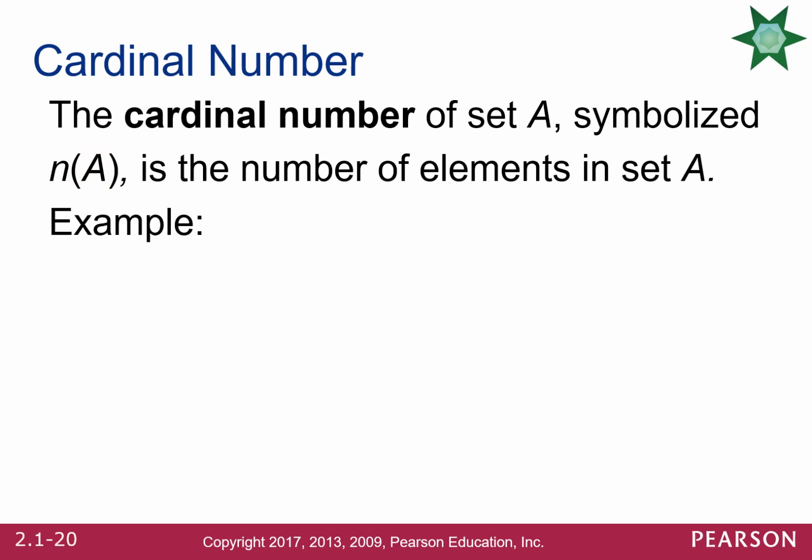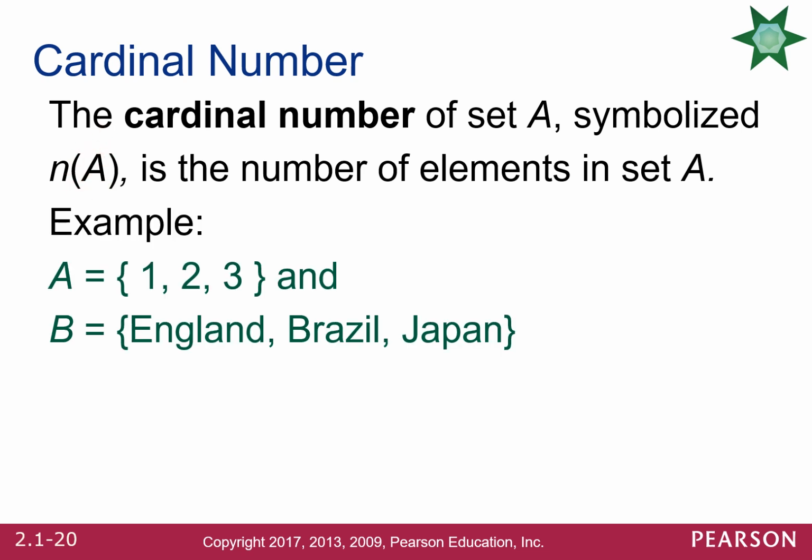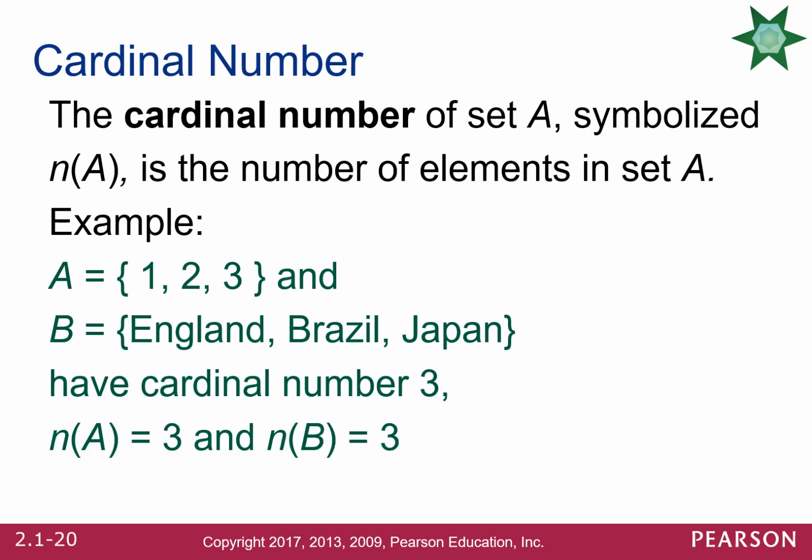All right. So here's an example. We have A equals 1, 2, and 3, and B has the elements England, Brazil, and Japan. The number of elements in both is 3, correct? 3 elements in A, 3 elements in B. So they have the same cardinal number. So n(A), or the cardinal number of set A, is 3, and the cardinal number of set B is also 3.